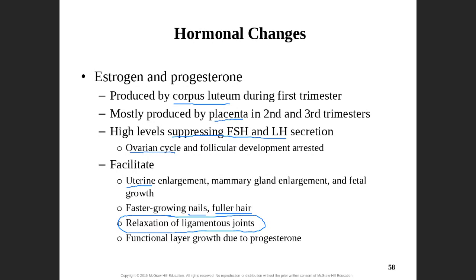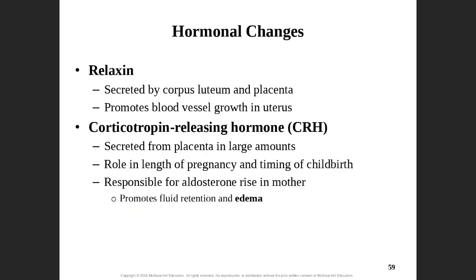We'll also see further growth in the functional layer of the endometrium. This is in large part by progesterone. We have to maintain that layer, and we have to contribute to it more to sustain the growing needs of that fetus. So I talked about relaxin. Relaxin not only helps with relaxation of the ligamentous joints, but it also helps to promote the increased growth of blood vessels in the uterus here. We will see it produced by both the corpus luteum and the placenta.